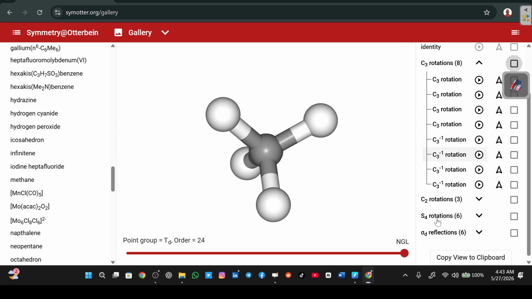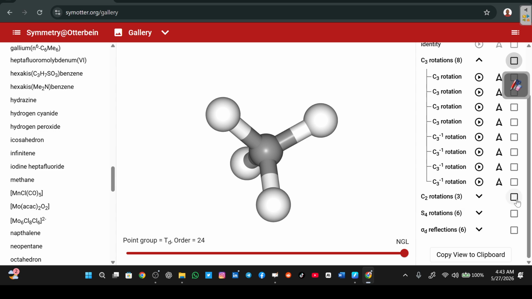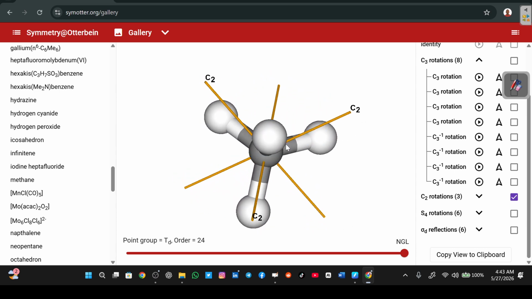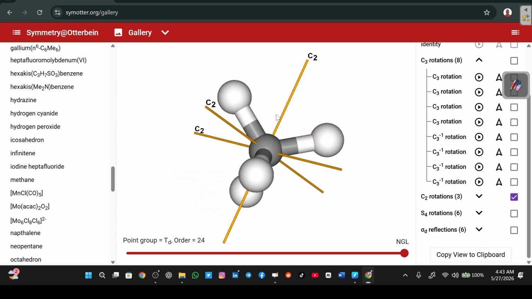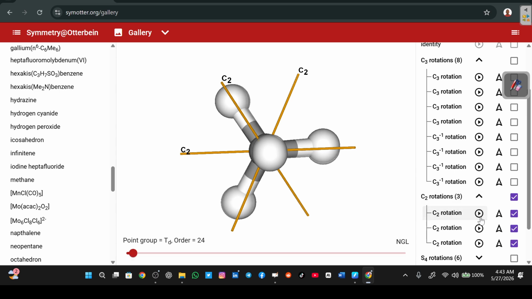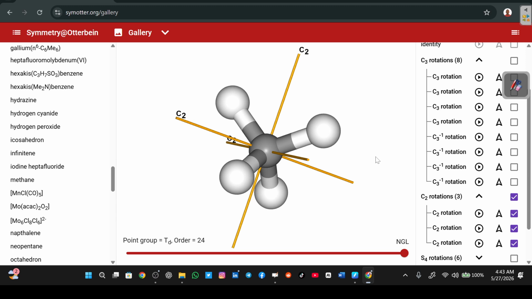So if you continue, we are saying it has a C2. Okay, let's visualize the C2s. Those are the C2s we have. Okay, so that's the total C2s we have. We can see it has 3 C2s. So the first C2 is, you're rotating that. Okay, so that's how the C2 behaves.